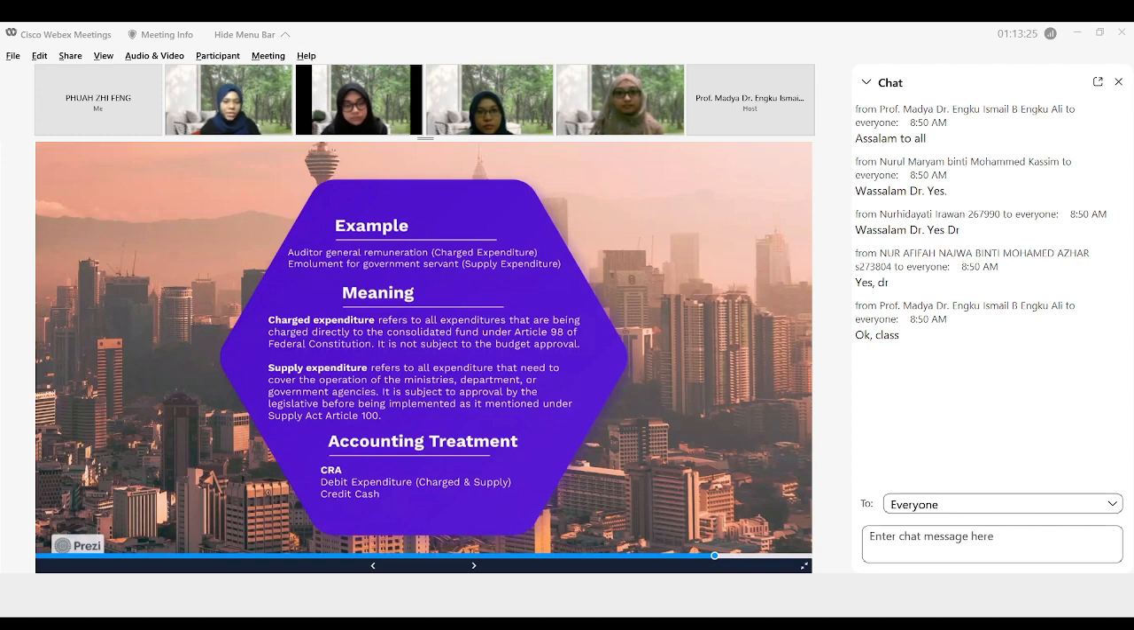Supply expenditure is referred to all expenditure that needs to cover the operation of ministries, departments or government agencies. So it's subject to approval by the legislative before being implemented, as mentioned under the Supply Act, Article 100. The example of supply expenditure is emolument for government servants. The accounting treatment for supply expenditure in the consolidated revenue account is the same as charge expenditure, which is debit expenditure, charge and supply, and credit cash.